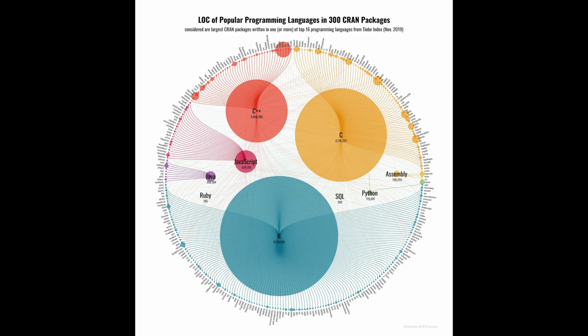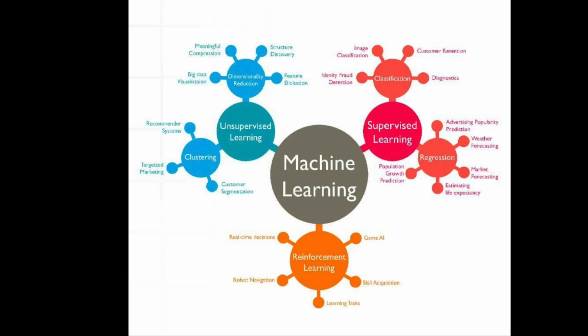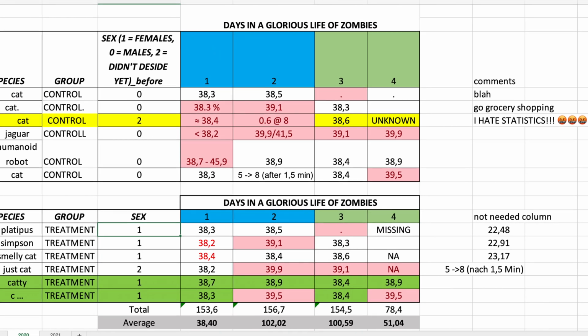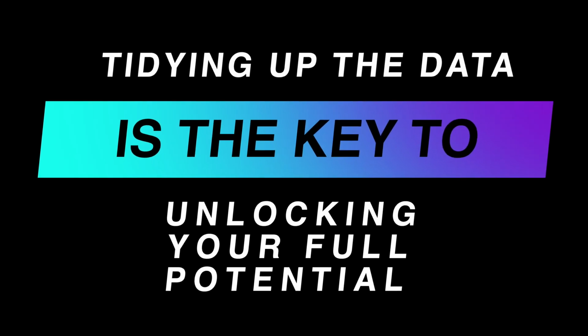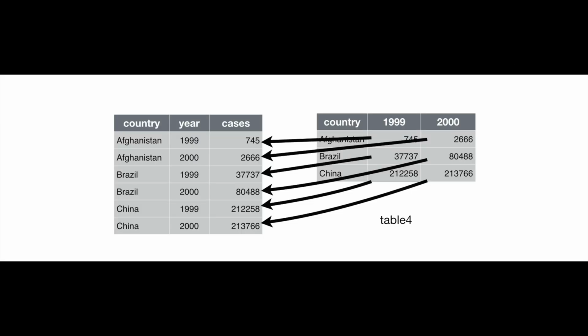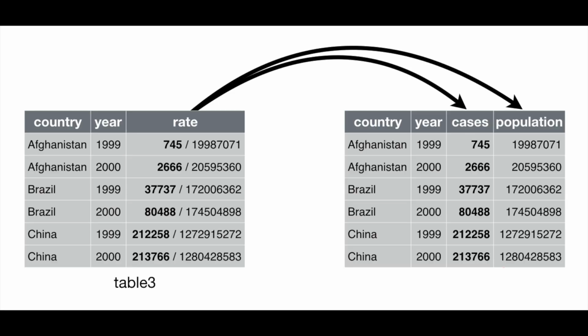Every data scientist dreams of creating beautiful visualizations, conducting complex modeling, and diving into machine learning methods. However, most of the time, messy data hinders our ability to do really cool stuff. Thus, tidying up the data is the key to unlocking your full potential. Unfortunately, reshaping data in Excel can be a tedious and error-prone task.